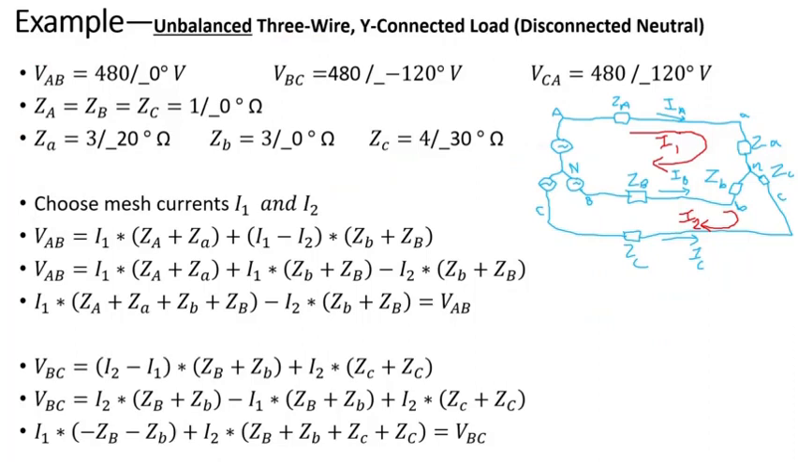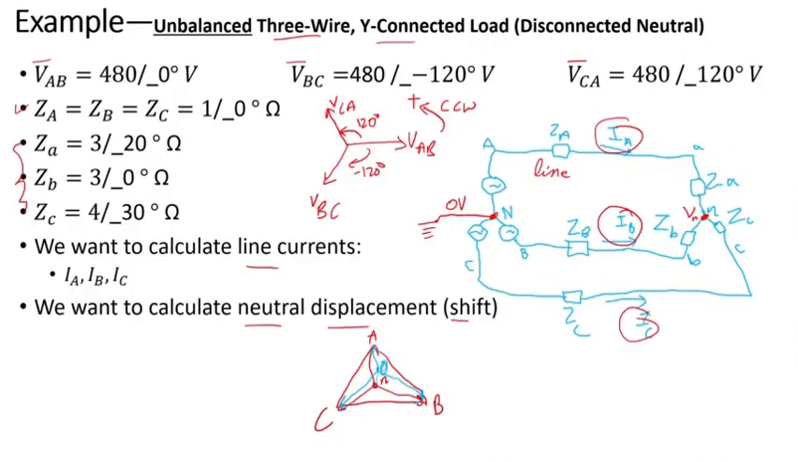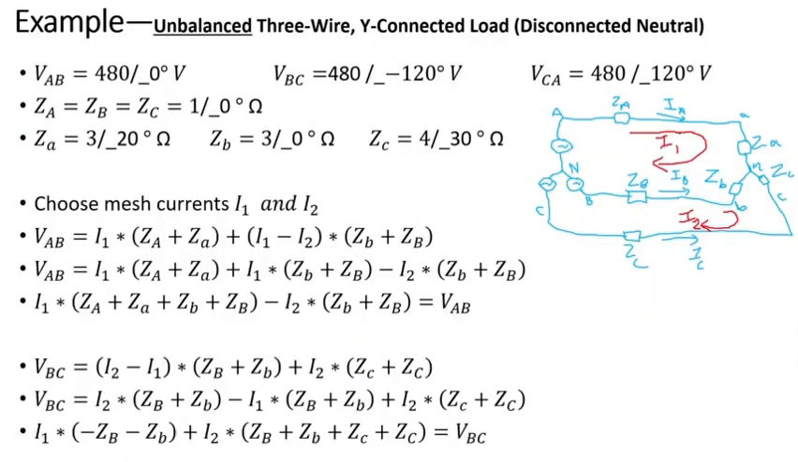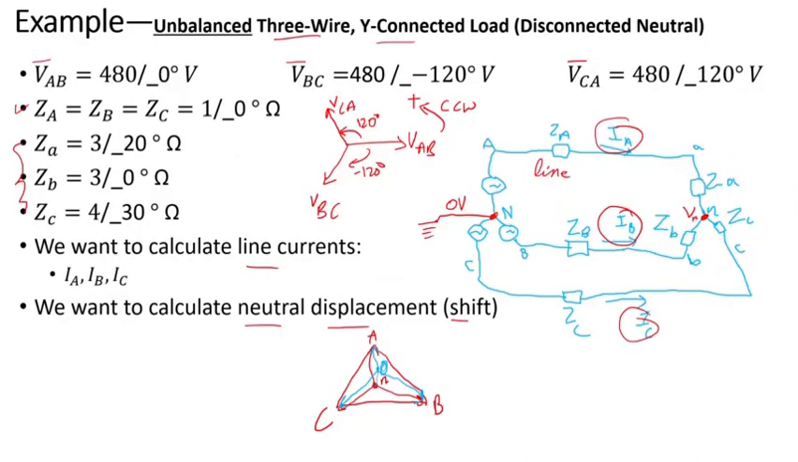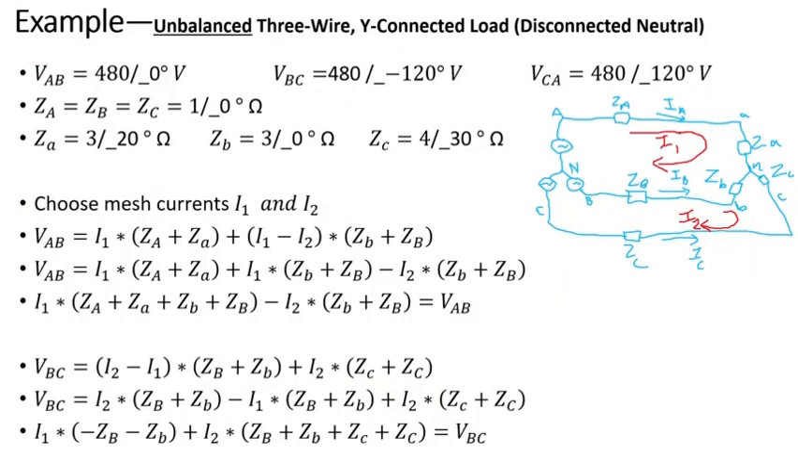Just to avoid any confusion, lowercase n is the neutral point, which is at the center of the triangle under normal conditions. But under unbalanced conditions, we're going to call it O. Now in this video, I will calculate the neutral shift using mesh currents.